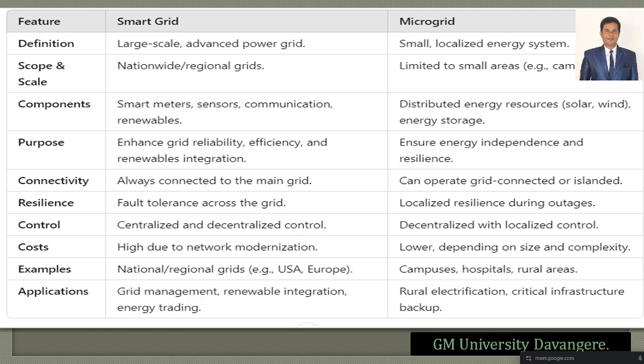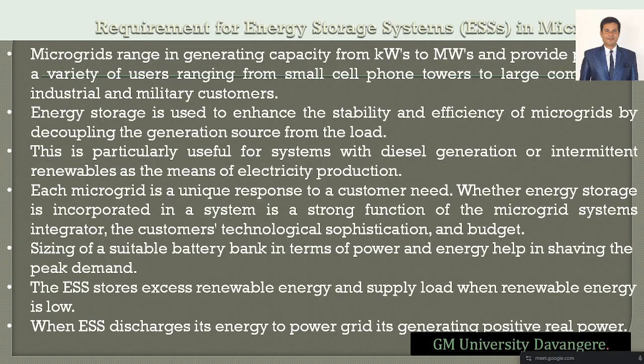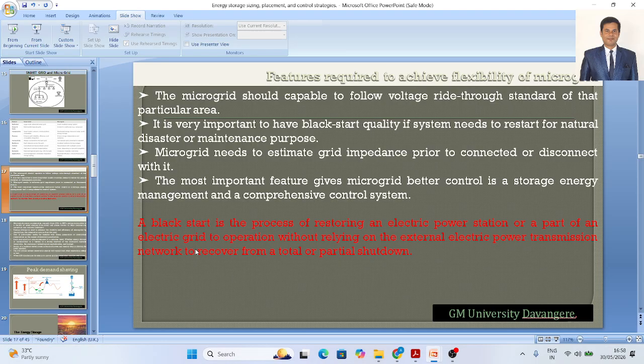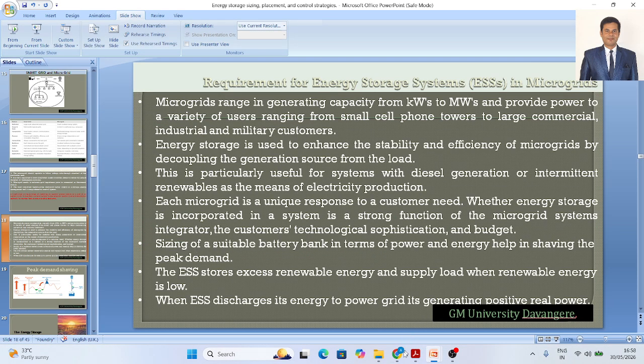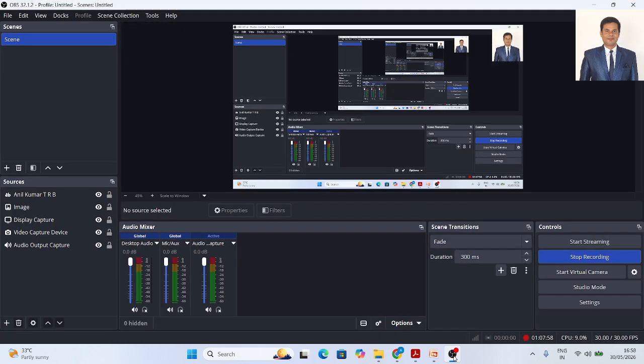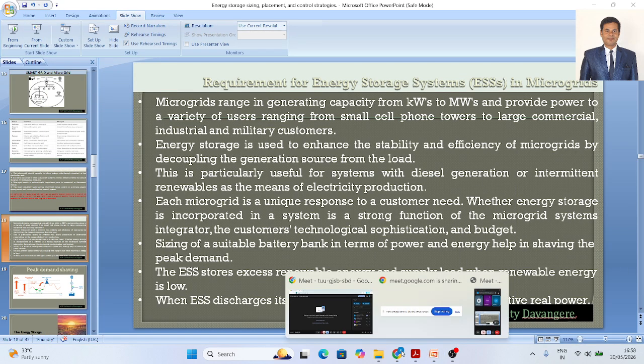Okay, so these are the differences I've been explaining, isn't it? Okay, just a minute. I'll show you that model.